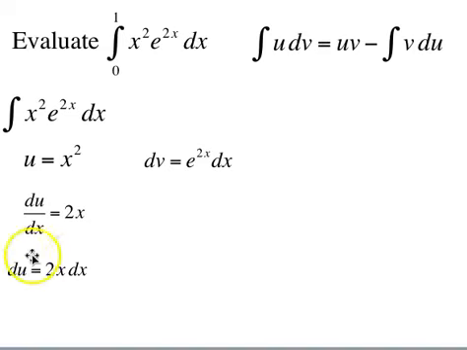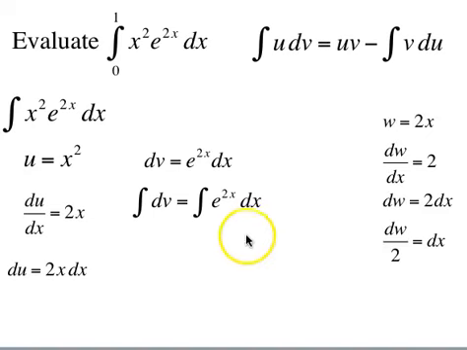So we're ready to use our u and our du in this formula up here. We have dv. I just need to get v. I do that by taking the integral of dv, which is the integral of e to the 2x dx. The integral of dv is v. To do the integral of e to the 2x, I need a substitution. So I'm going to let w equal 2x.